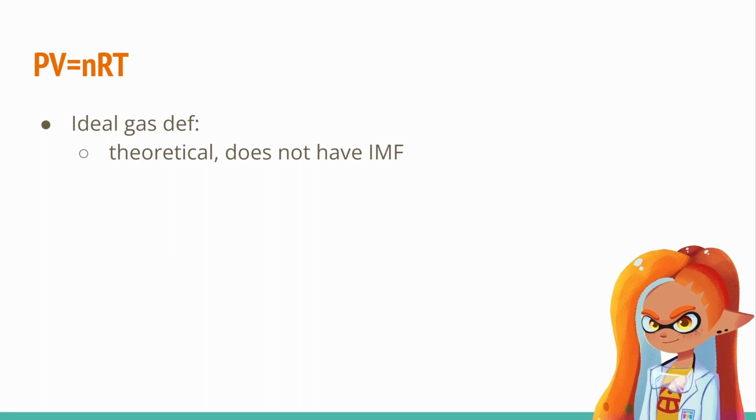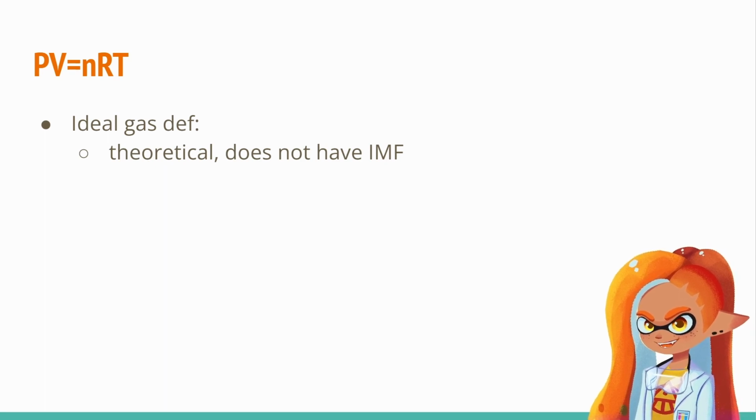However, the calculations that we use with ideal gases, like PV = nRT and other stuff, are really, really close to how it can be with real gases. And so a lot of the time it's a very good estimate, which is why we use it. But we still need to define what an ideal gas is.